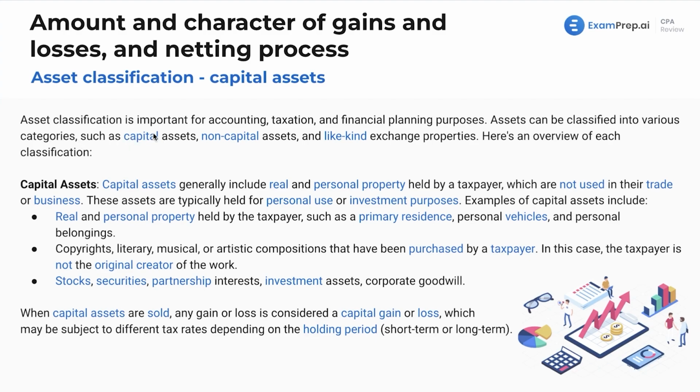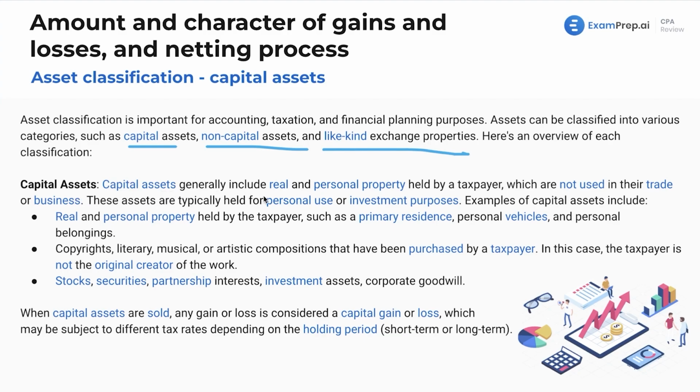Asset classification is important for accounting, taxation, and financial planning purposes. I mean, for our purposes, taxation mostly, but let's say you are doing a sim and the prompt of the sim is someone's trying to do some financial planning with their taxes. Yeah, you can see that as well for sure. Assets can be classified into various categories, such as capital assets, non-capital assets, and like-kind exchange properties. We've got a whole dedicated item here on taxable and non-taxable dispositions. We got an overview of a few of these.